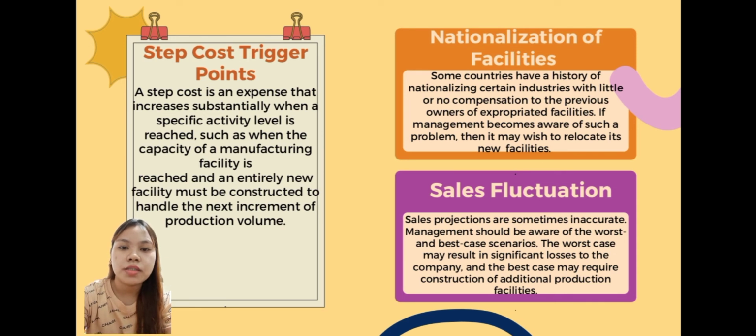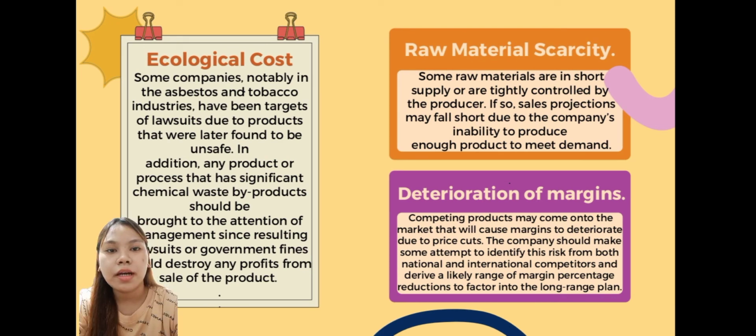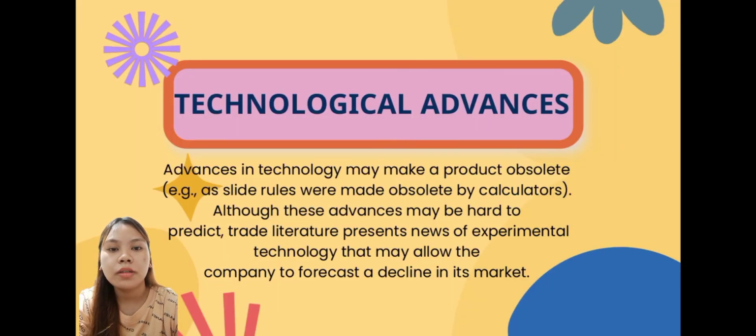Sales fluctuations is predicting what will potentially happen based on patterns or judgment, but it doesn't mean it will actually happen. It's just a prediction, and we should always be ready for the result, whether it's good or bad. Raw material scarcity. Once there is a shortage of raw materials, the company will not be able to produce a product. Therefore, the demand will increase due to the high needs of people. Deterioration of margins. It will measure the recent margins from domestic and foreign rivals to determine what their action will be in the reduction of margins in the long-range plan.